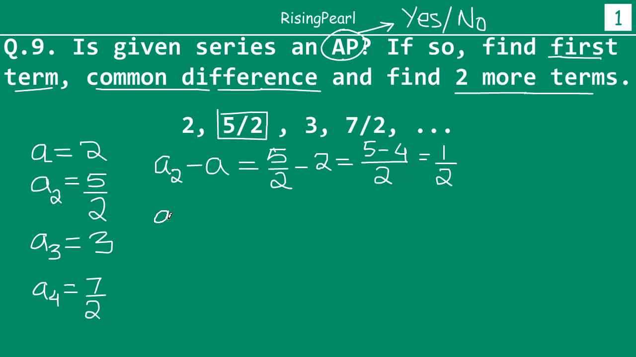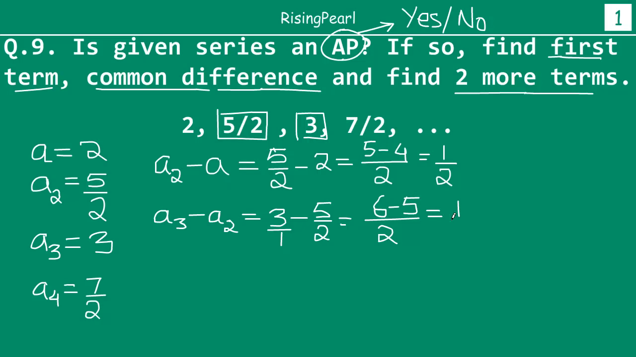That's fine. Now we will do A3 minus A2. And what we are trying to find out is if this difference A3 minus A2 is the same as A2 minus the first term. Right? So we are hoping this difference is going to be 1 by 2. So let's do this. So we have 3 minus A2, which is 5 by 2. If we solve this, the denominator is 2. Now here it is 1. So 3 2s are 6 minus 5 or 1 by 2.